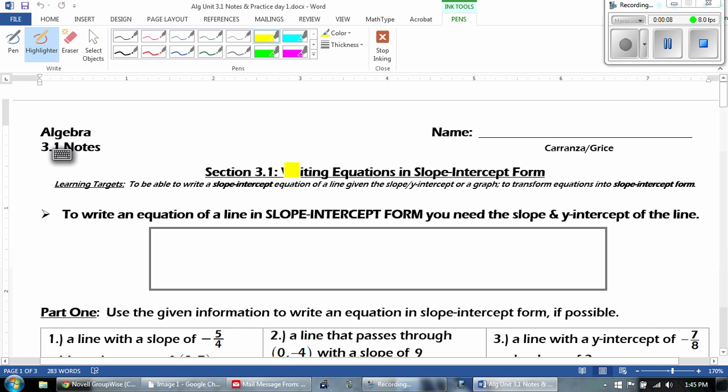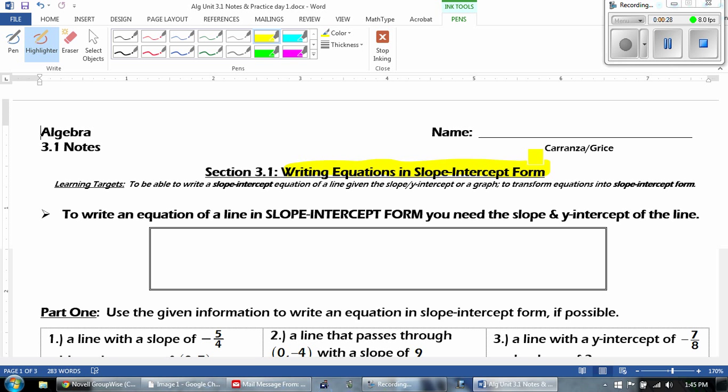Today we're going to be talking about writing equations in slope-intercept form. Our learning target today is to be able to write a slope-intercept equation of a line given the slope, y-intercept, or a graph to transform equations into slope-intercept form. So let's go ahead and begin.